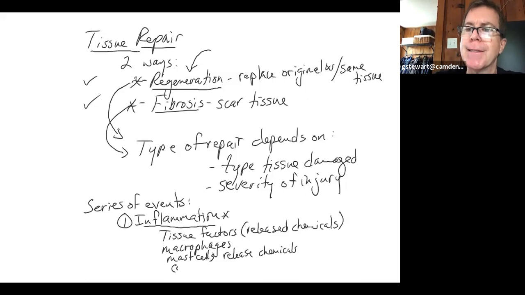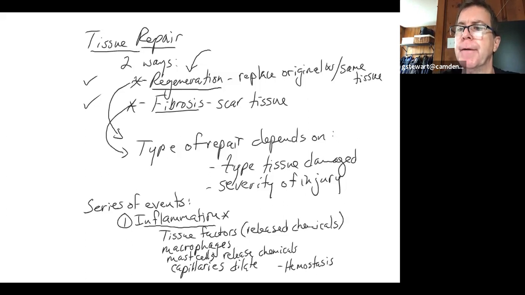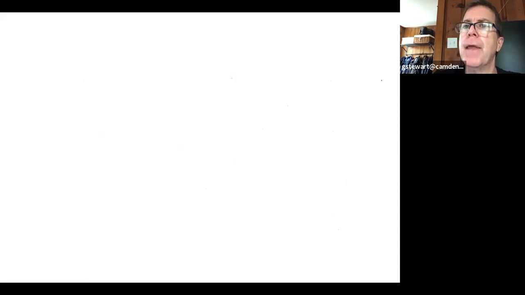Capillaries dilate. What that means is we get an increase in blood flow to that damaged tissue area. And finally, hemostasis occurs. That just means the formation of a blood clot. So that's step one. Now, step two is really the start of the repair process itself.